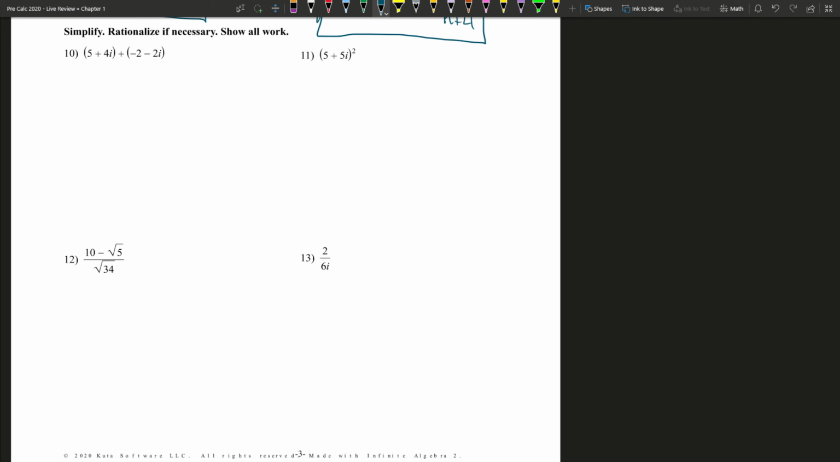Then we're simplifying or rationalizing. These first two problems should be very, very simple. We're just combining like terms, right? So we have 5 plus a negative 2. That's just negative 3. Sorry, positive 3. Can't add. And then positive 4i minus 2i. It's plus 2i.